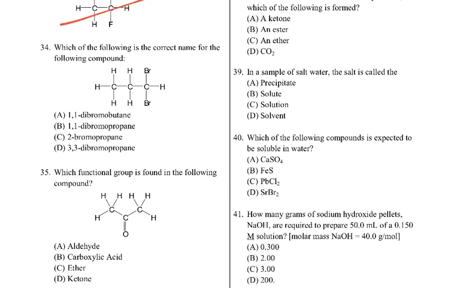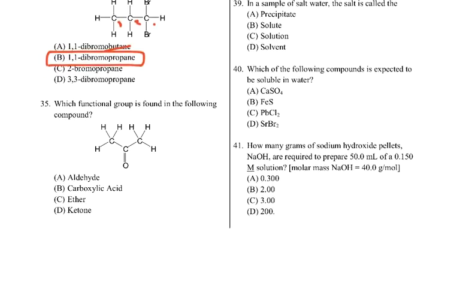Okay, which is the correct name for this compound? Three of them, that makes it propane, so we can knock off the butane one. It's got two bromines hooked onto carbon number 1, 1, 2, 3. So it's 1,1-dibromopropane.